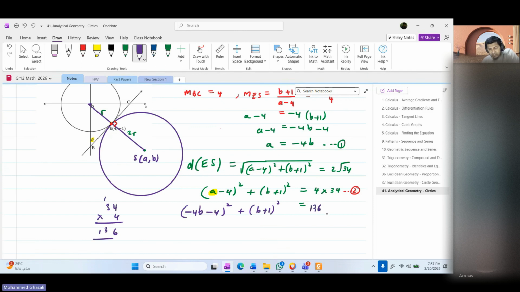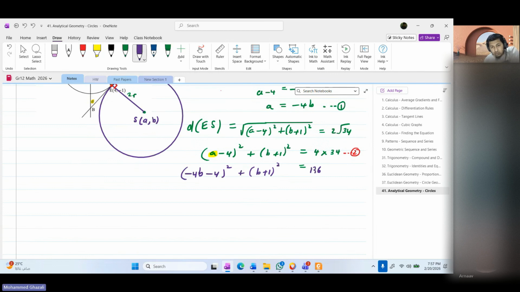136, all right? That's what it is. Now square this and square this. Do we need to square this? Maybe we can take out negative 4 as a common factor. Now, you can go and open up this entire binomial. That's what you will do. You won't use tricks to solve this.